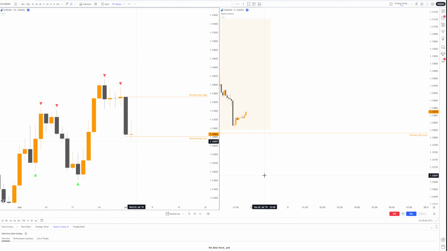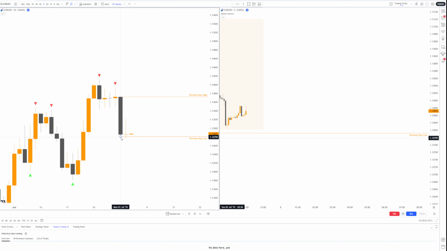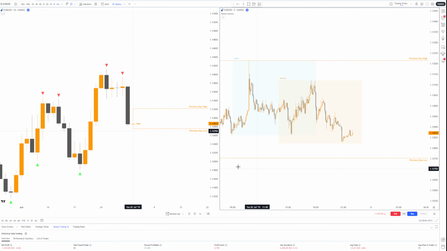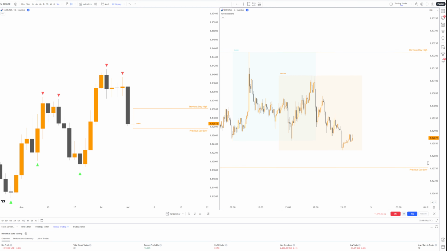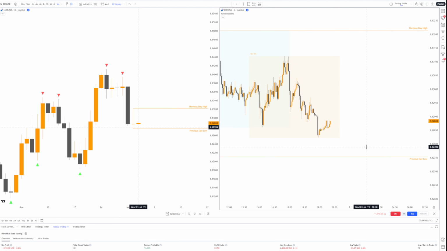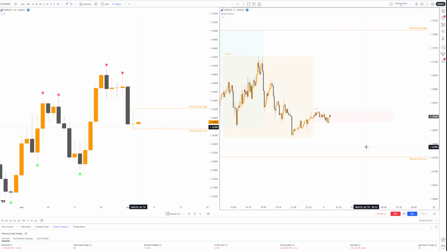Is it? There you go, that's the next day. So that's the previous day candle. Wait for the higher low to be taken. Let's see what happens.